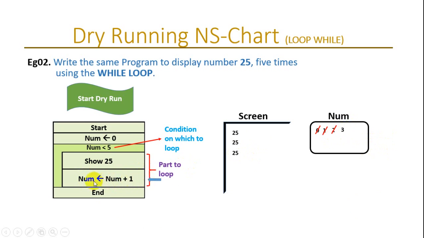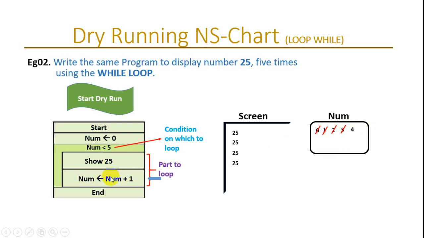Then again, since we are in the last line of the loop, you go back to the condition and check, is it less than 5? Yes. Again go to this, show 25 appears here, and then you go to the next line, increment num by 1, because currently num is 3. 3 plus 1 is 4. So 4 will be written back to num. So 3 goes off, and now the contents of num is 4 only.